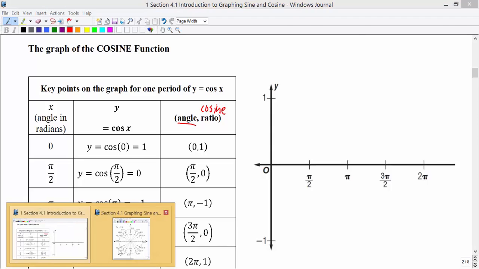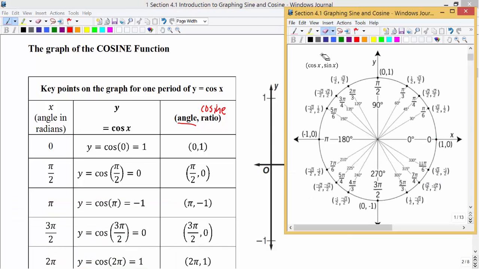Let's take a peek at our unit circle again. So we know that on the unit circle the x value of each of these points represents the cosine value of that angle. So as we go through, we pick off all of the x values for each of those angles.